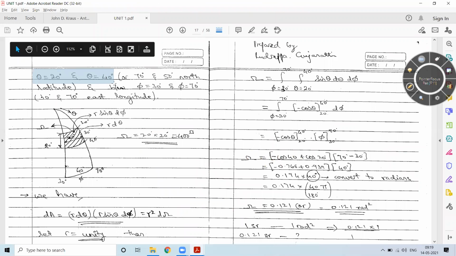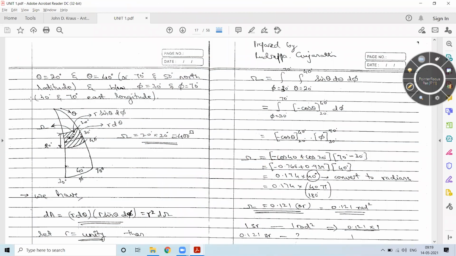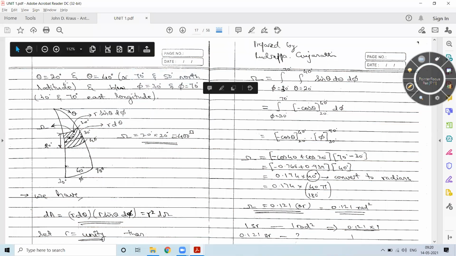So either we can specify it in this form or in the latitude form. But the other one is with respect to 30 degrees and 70 degrees east longitude. This is along the equator, and your starting point is from the east. So when you consider phi, there is no need to convert the specified values. In this case, phi will be 30 degrees and 70 degrees respectively. But when we are specifying north latitude, there we have to convert.